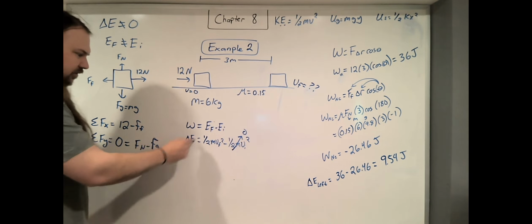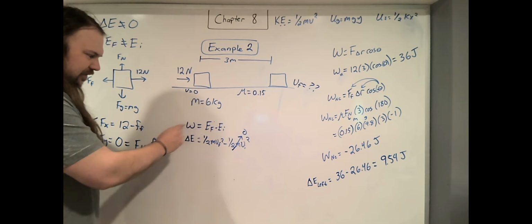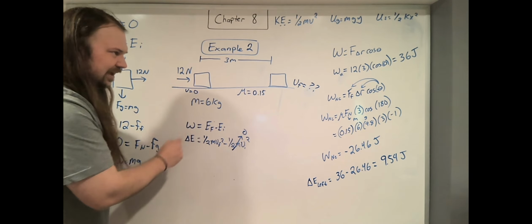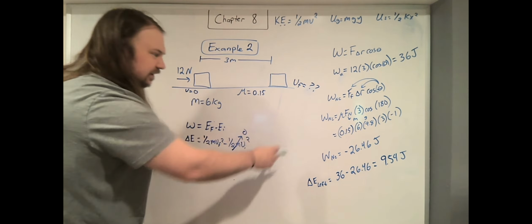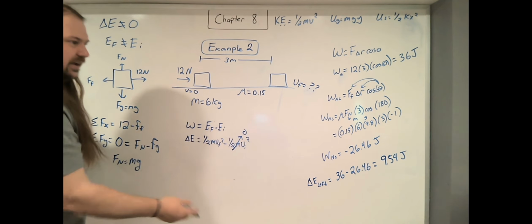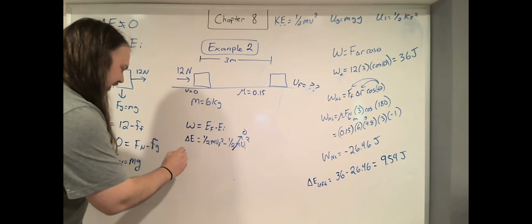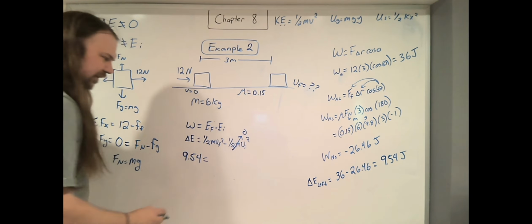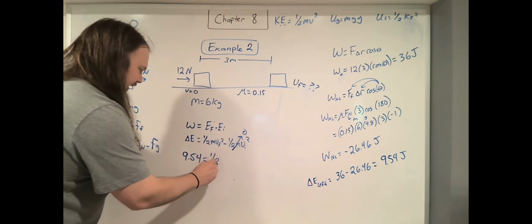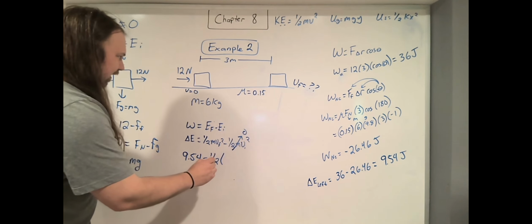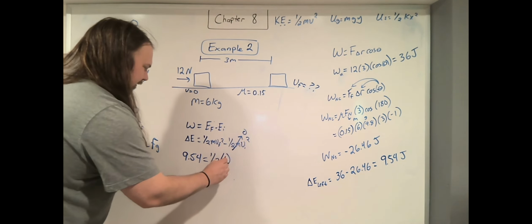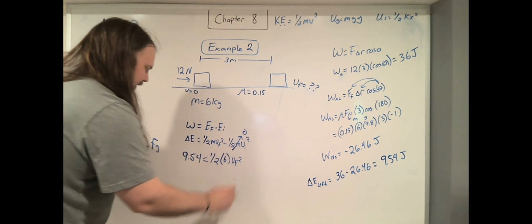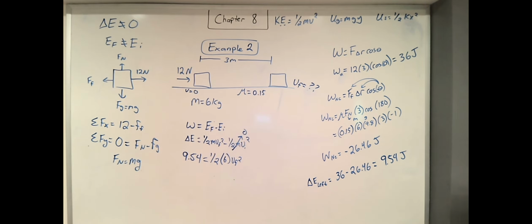How much energy do we have to work with, right? So this is the leftover energy. How much energy do we have left over? We put in 36. We took 26.46 out for friction. This left over 9.54 joules of energy. That is equal to 1/2 m v f squared. The mass again is 6. The velocity gets squared.